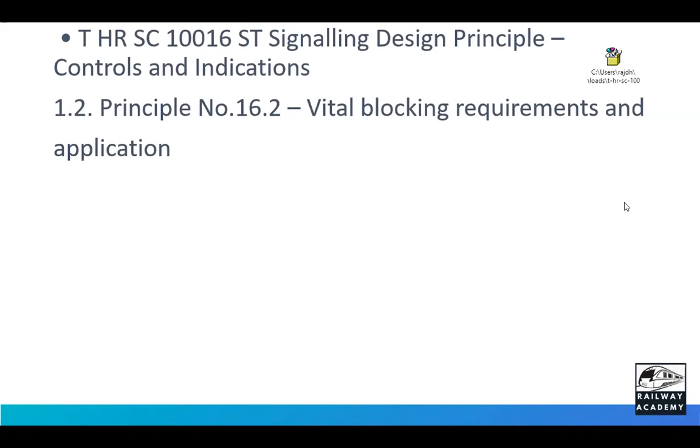Now coming to this slide, this is about controls and indications. In this slide, they describe the block working. There they have the absolute block system and also the automatic block system, but they call it in a different way. They call it a track circuit block or a permissive block, different terminology is used. And we also have what is called non-vital blocking.